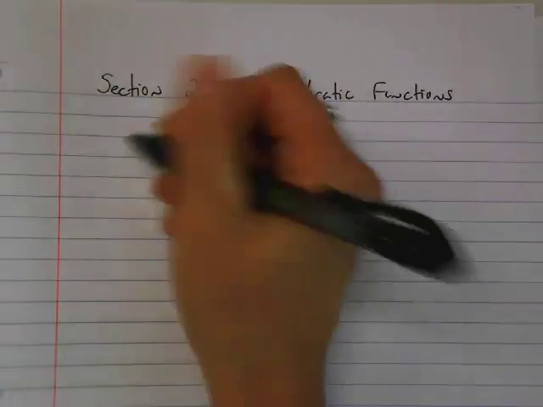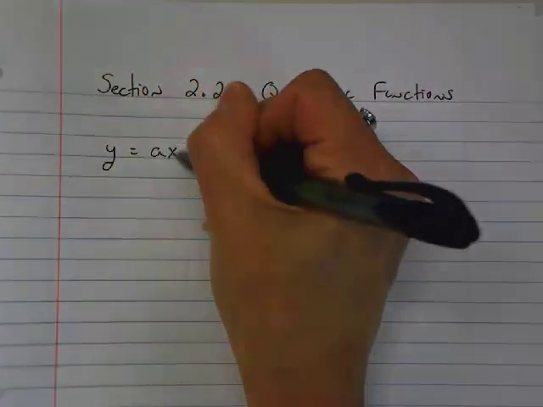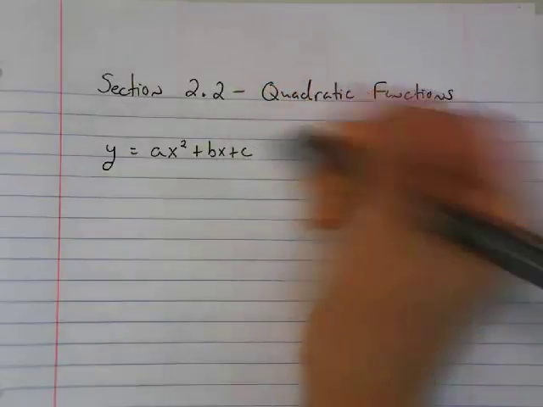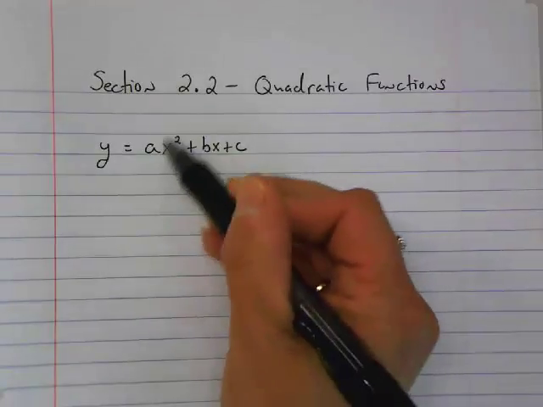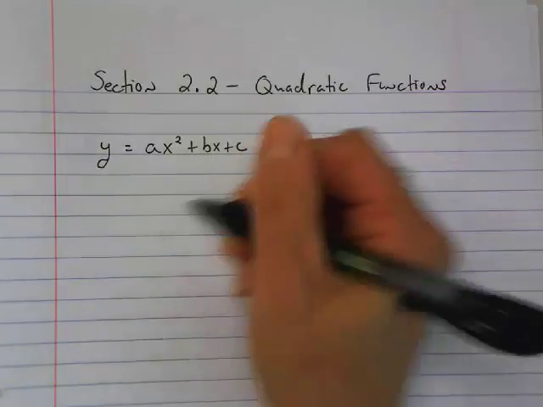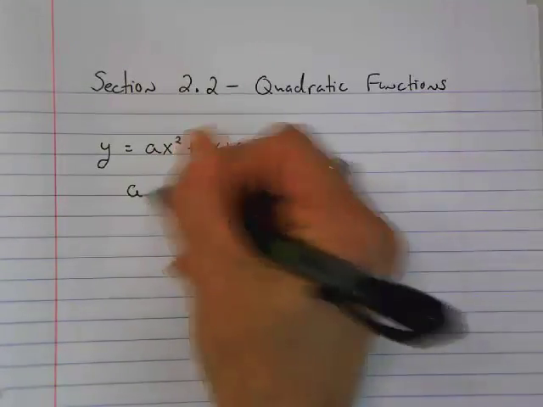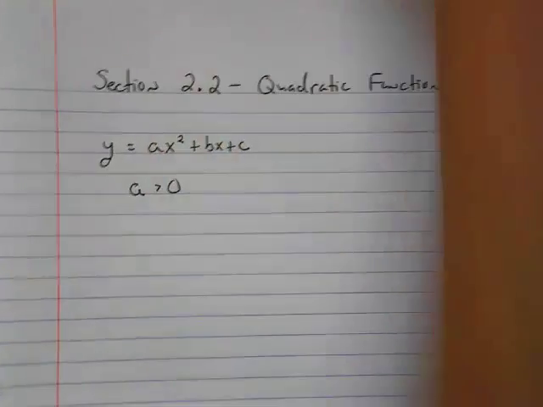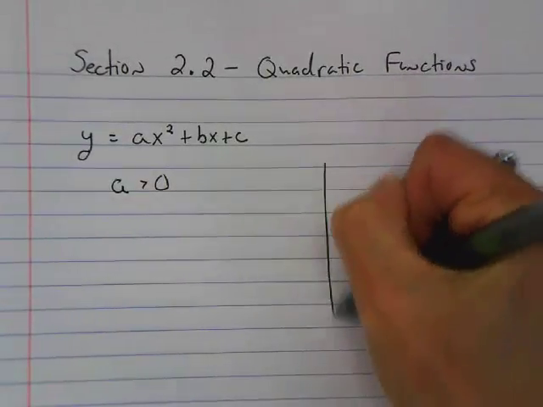So a quadratic function is of the form y is equal to ax squared plus bx plus c. Okay, so it's going to be a second order polynomial, and it's going to end up making a parabola. So you're going to have two types. When a is greater than 0, in other words, when your lead coefficient is positive, you're going to get a parabola that opens upwards.